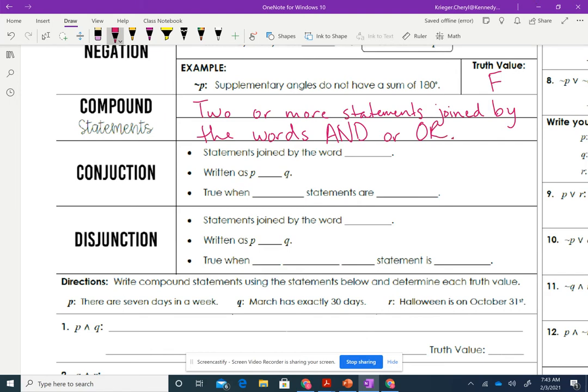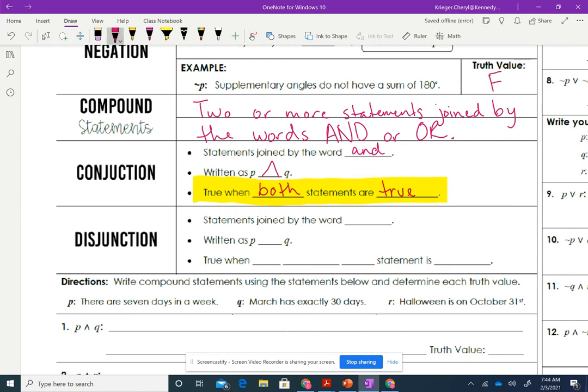So a conjunction is statements that are joined by the word and. It's written as P and Q, so that's that up arrow, or an upside down V. And it's true specifically when both statements are true. So that's important, I'm going to highlight it: true when both statements are true.